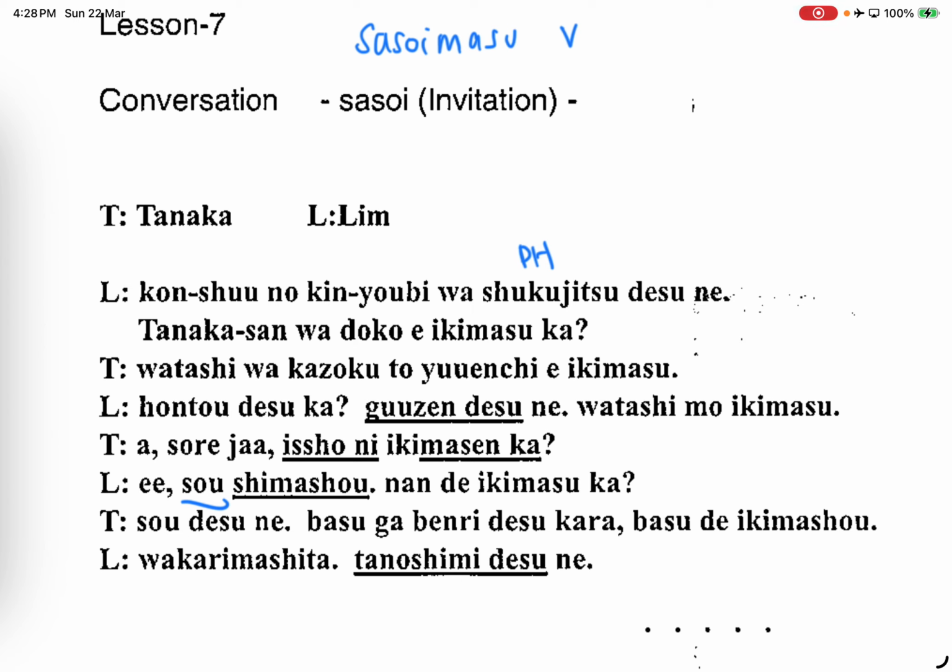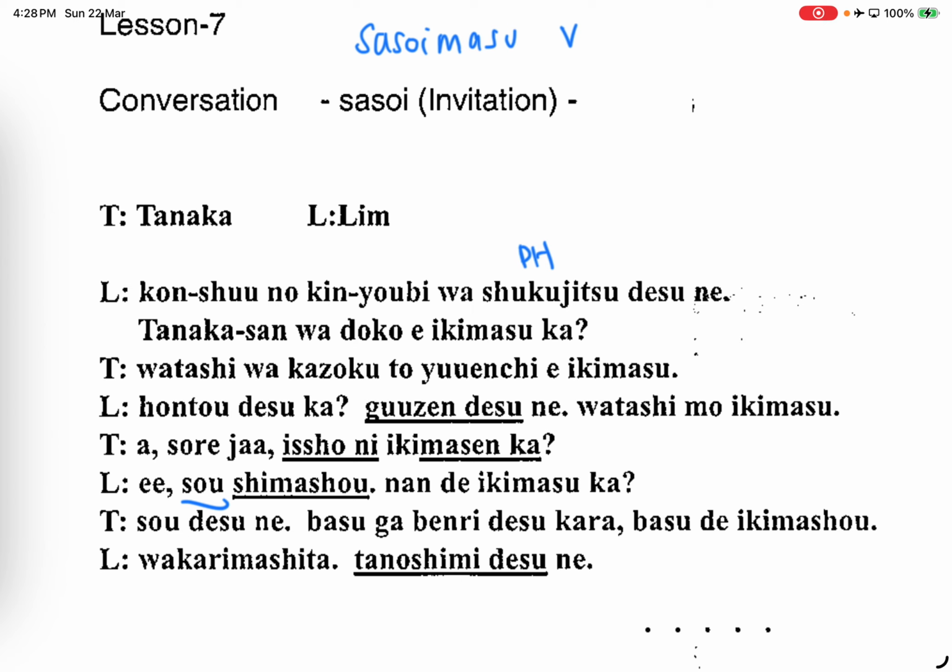Next, T says, あ、それじゃあ一緒に行きませんか? So あ is just a reaction. それじゃ is just like that. Or yeah. それ is that, right? So it has a meaning of like that. It's like 这样这样这样 or like that. 一緒に is together, right? So 一緒に together 行きませんか?